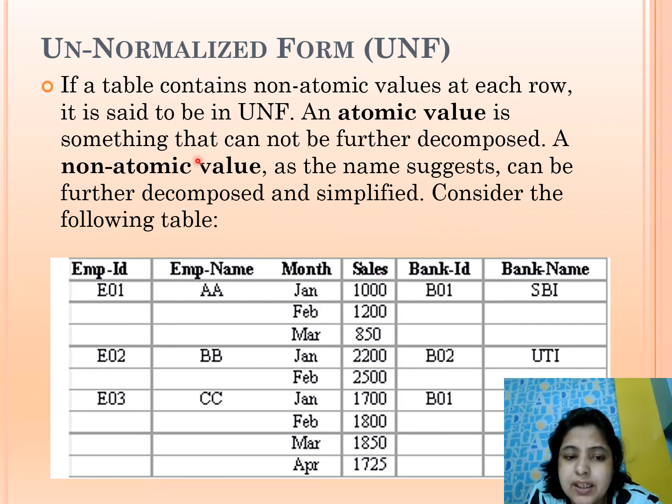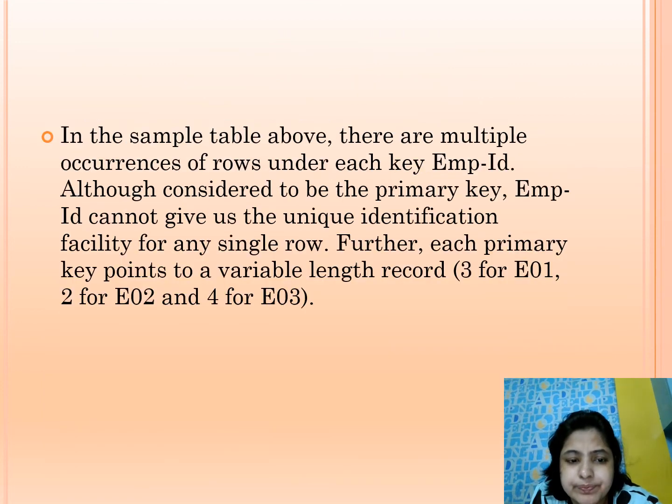If a data set contains non-atomic values at each row, it is said to be in unnormalized form. An atomic value is something that cannot be further decomposed. A non-atomic value, as the name suggests, can be further decomposed and simplified. Consider the following table, right? This is the table. So this is the unnormalized form.